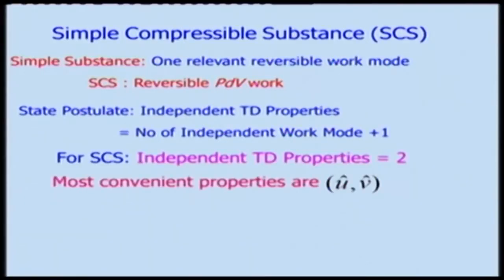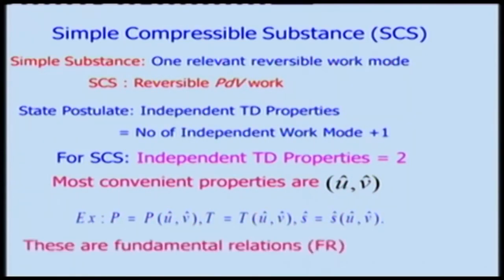So, the most convenient properties will be specific internal energy and specific volume. We can think of pressure as a function of specific internal energy and specific volume, temperature similarly, and so also the entropy and other things, which we will relate later to the other non-measurable properties. These relationships we call fundamental relations, which we will be looking at towards the end of this course.